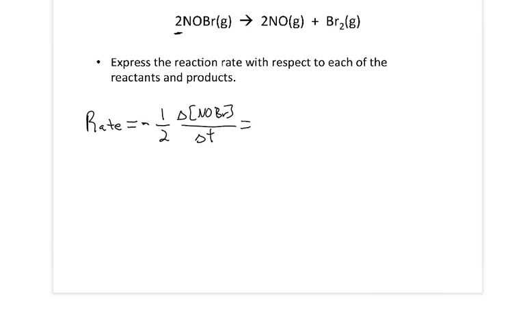The products, because they're increasing, their rates will be positive, so I don't need a negative sign. So for the nitrogen monoxide, it'll be positive 1/2 the change in nitrogen monoxide with respect to time. And for the bromine, because its coefficient is 1, I don't need to write anything, so it would be 1/1. So it's just the change in the concentration of Br2 with respect to time. All right, let's go on to the next slide and look at another example. And we're actually going to use this rate expression that we've determined.